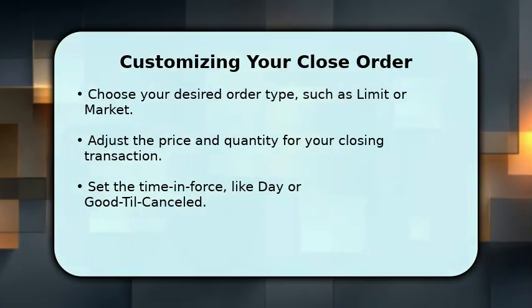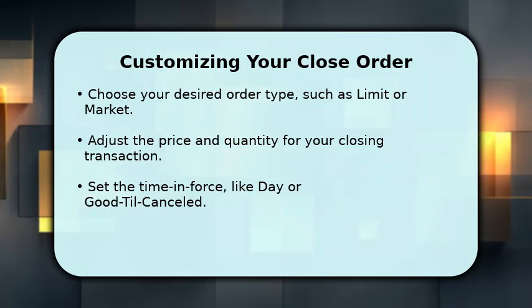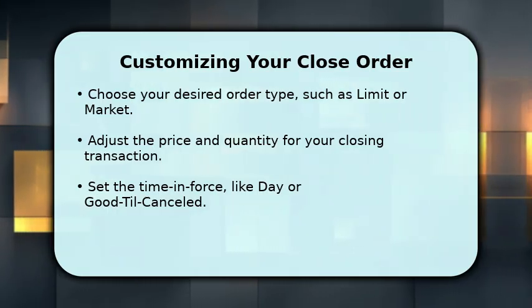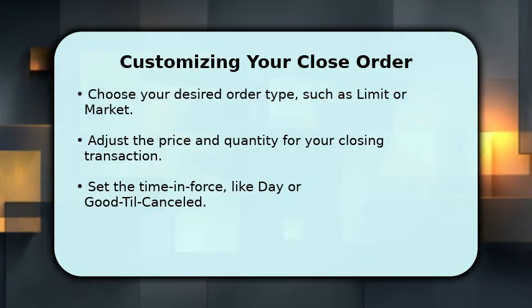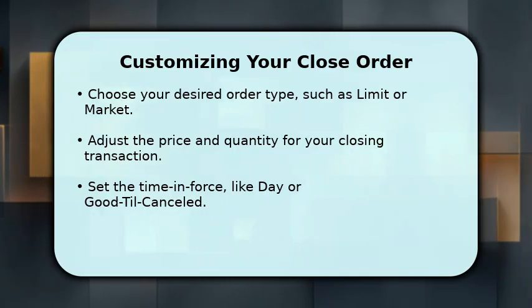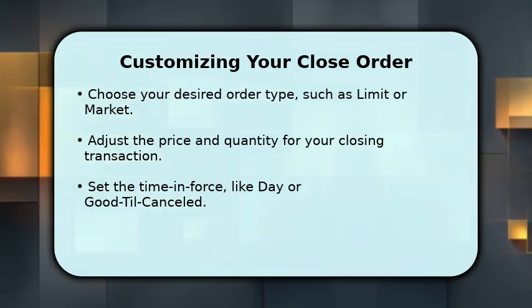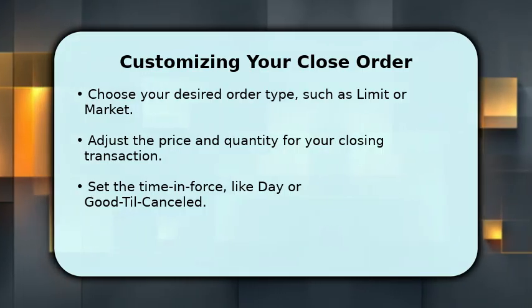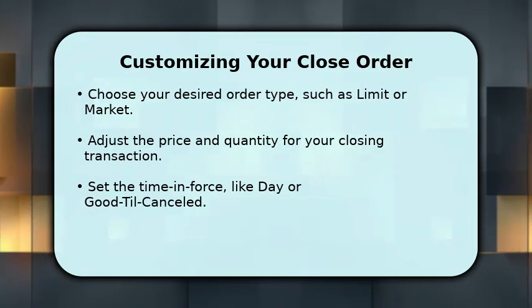Once you've initiated a closing order, the order entry screen will appear. Here, you can customize your exit strategy. Select an order type, such as a limit order to specify a minimum selling price or maximum buying price, or a market order for immediate execution. You can also adjust the quantity if you only wish to close a portion of your position. Finally, set the time in force, choosing between a day order or a good till canceled order.